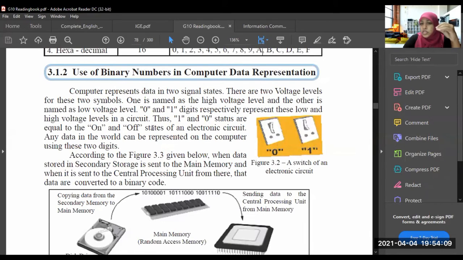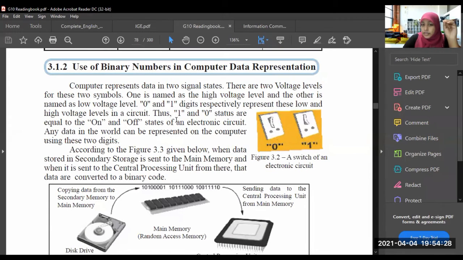The digits 0 and 1 respectively represent the low and high voltage levels in a circuit. So normally we represent data using binary numbers. When we use 0 and 1, 0 means low voltage level and 1 means high voltage level. Thus 1 and 0 are equal to on and off: 1 means on, 0 means off, the states of an electronic circuit. Any data in the world can be represented on the computer using these two digits.